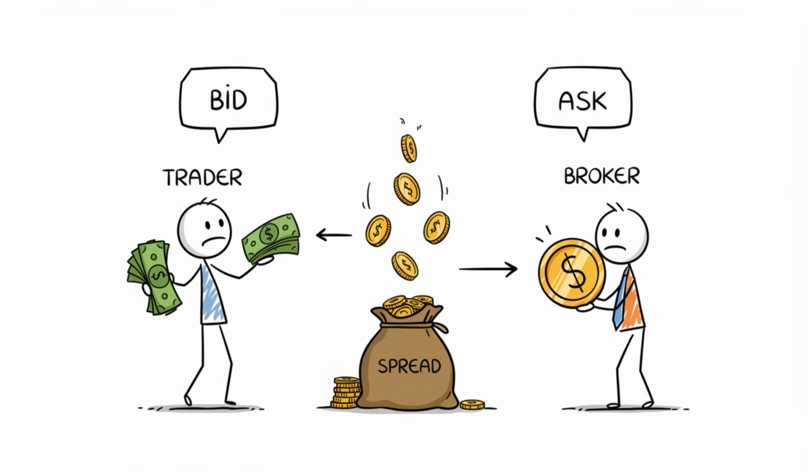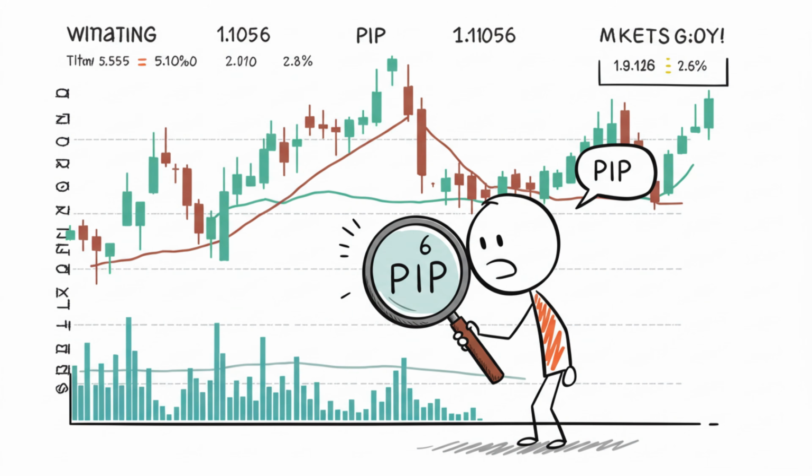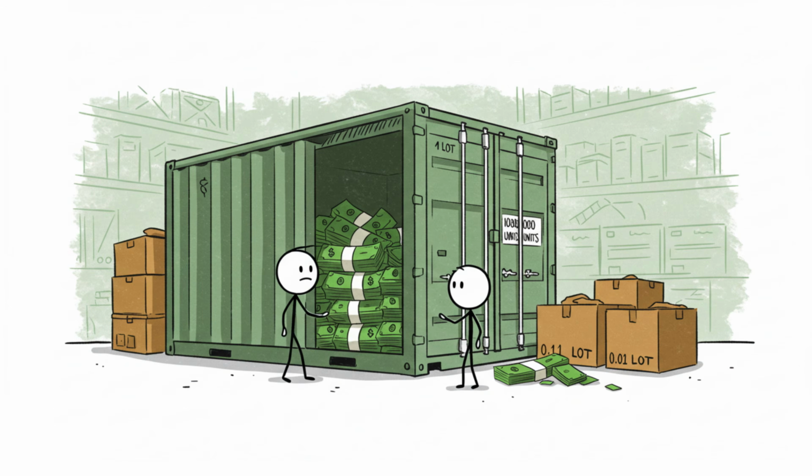Spread. The difference between the bid and ask prices. It's essentially the broker's hidden cost or fee. Pip. A percentage in point. The smallest unit of price movement in Forex, usually 0.0001 for major pairs. Lot. A standardized trading size. One standard lot equals 100,000 units of the base currency in Forex.